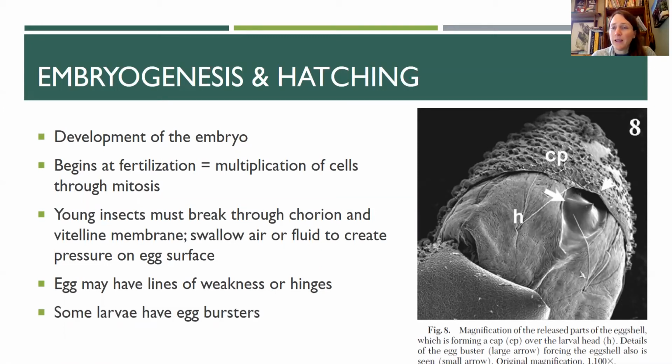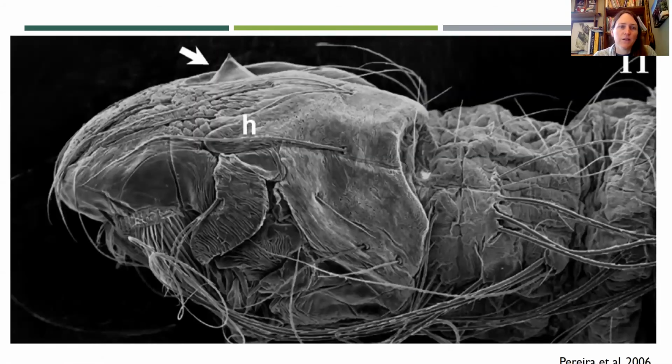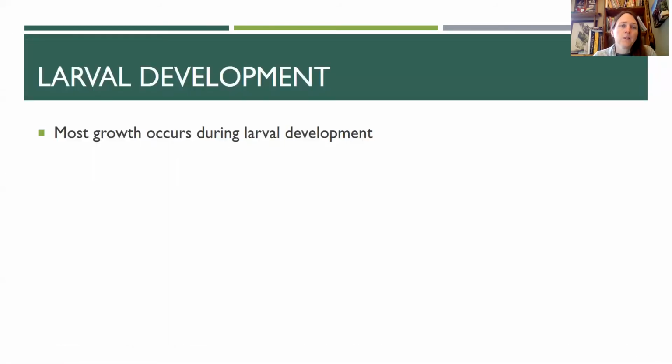And then some larvae have these egg bursters. So on their first instar, they might have a specific hard or pointy feature that allows them to push through the egg, like shown in the picture. So here's another picture of an egg burster. You would only see this on the first instar, and the second instar would no longer need it, and typically that would disappear. So then as the larva grows, this is the main function of the larval stage, is growth.